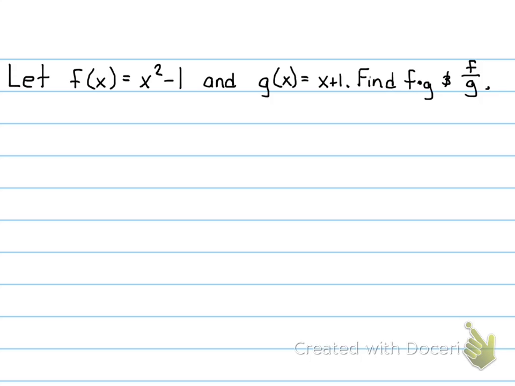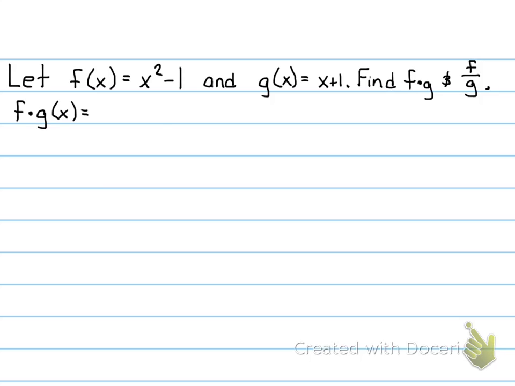Now, let's change up our functions. Let's let f of x be x squared minus 1, g of x be x plus 1. I want to find f times g, and I also want to find f divided by g. So first, the f times g there should probably be in parentheses. That's my fault.